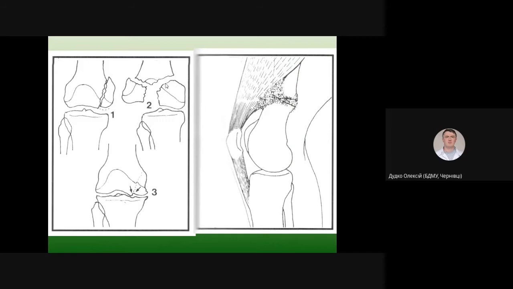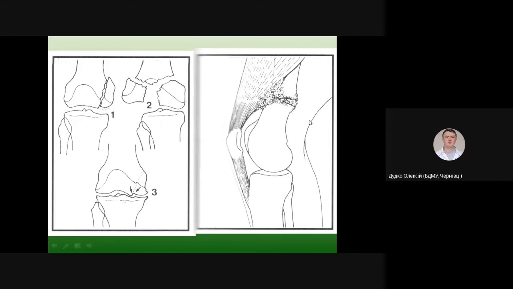So if we have a displacement of just 1 or 2 millimeters, it may be considered okay. But if the displacement is more, we should reduce it, usually by means of surgery. But almost in all cases, we have a higher risk of osteoarthritis. That's why better reduction and early movement will help to prevent this osteoarthritis and to reduce the complication rate.